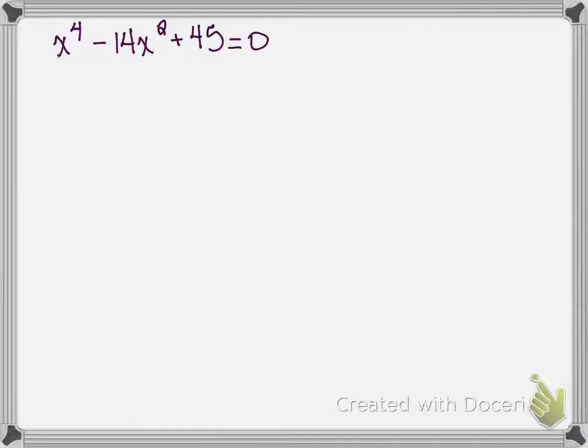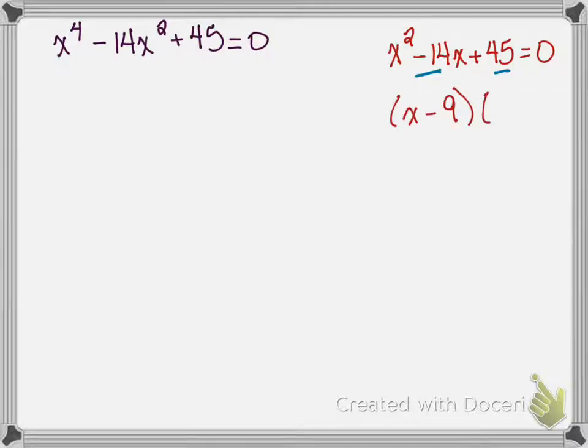Now, I want you to tell me, if I had x squared minus 14x plus 45, how would I factor that? Good, negative 9 and negative 5. My product is positive 45. My sum is negative 14. So that would need to be factored to negative 9 and negative 5.